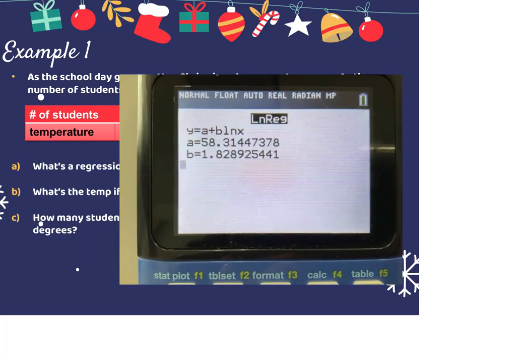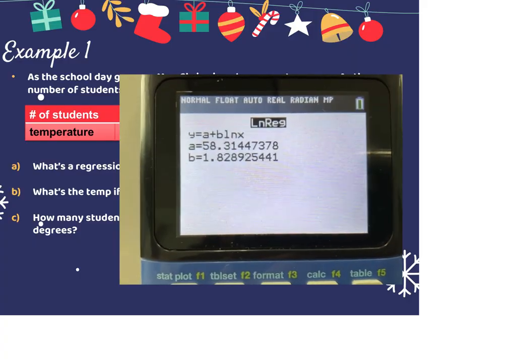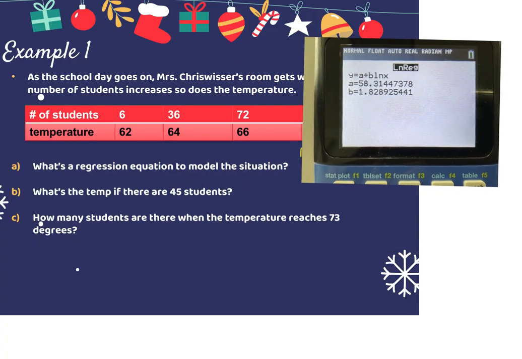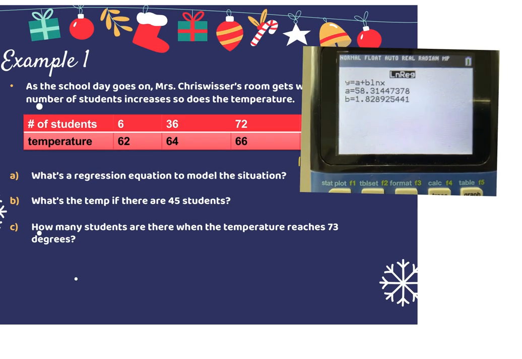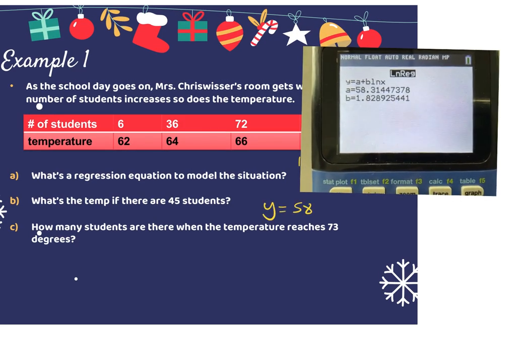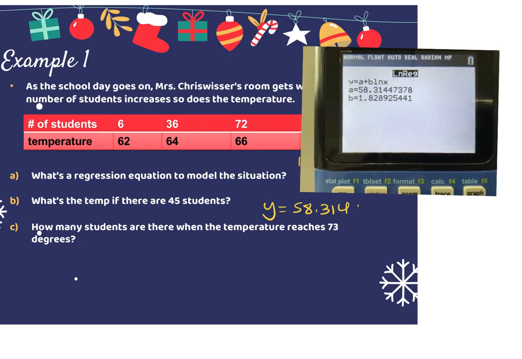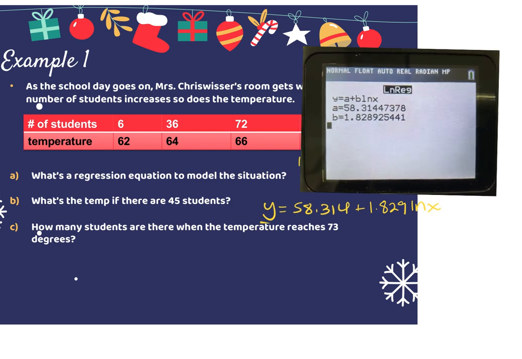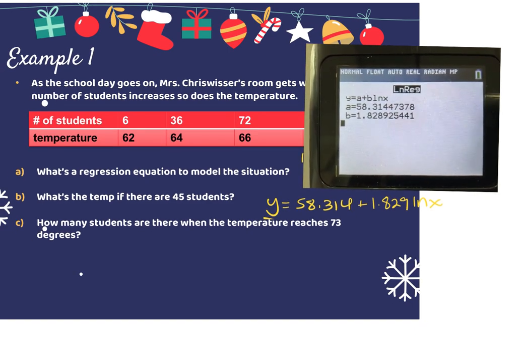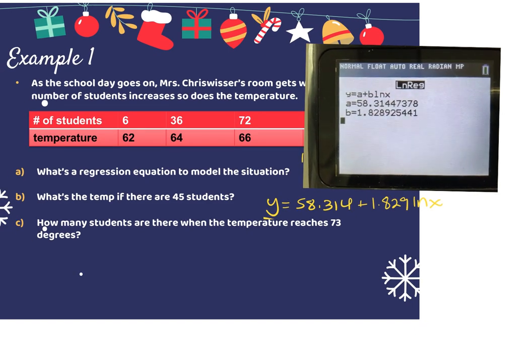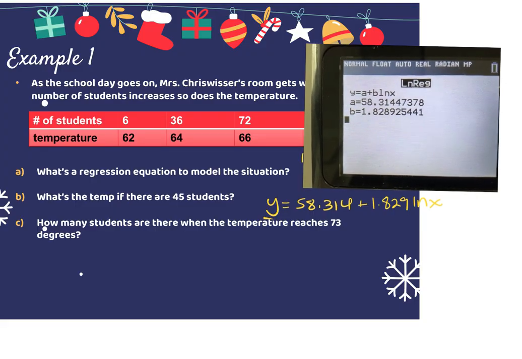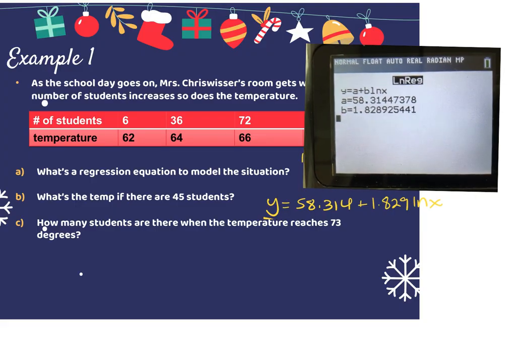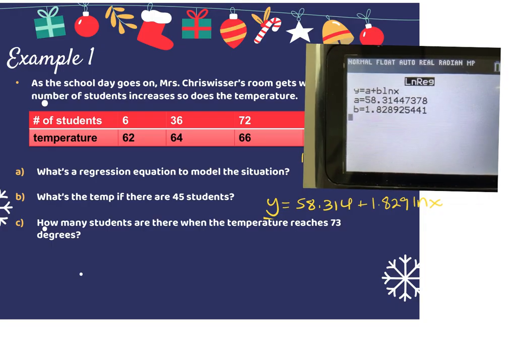So it gives it to you in terms of ln, where A, that would be your vertical shift up, right? So I would write this as y equals 58.314 plus b is 1.829 ln of x. I also got r squared and r equals something. That's because you had your regression wrong. It's fine. Remember when you turn on your stat diagnostics, you get extra stuff.